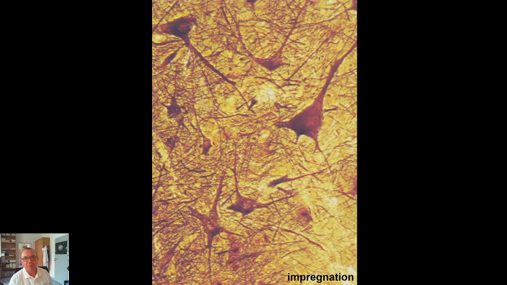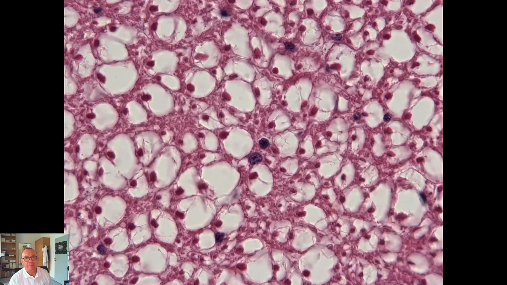Multipolar neurons are visible here. And now we are in the white matter, where there are usually myelinated axons. Myelinated axons of the spinal cord are parallelly oriented, parallelly organized.